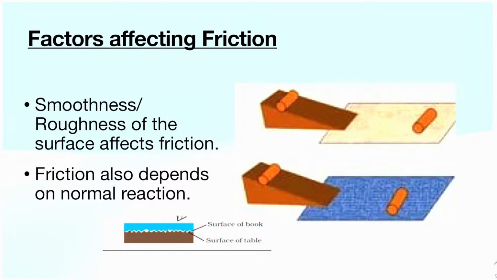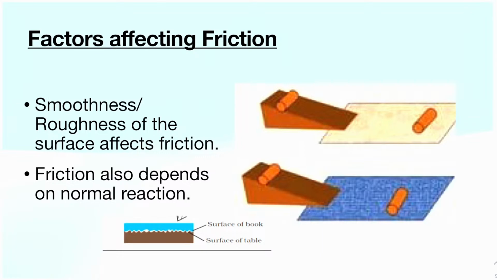So friction also depends on normal reaction. What do you mean by normal reaction? Let me explain. When an object is very heavy, to move a heavy object, it requires a lot of force when compared to a lighter object. This is called normal reaction.